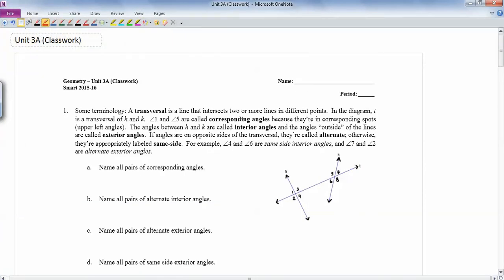All right. So the main topic in Unit 3 is parallel lines, but before we jump straight into parallel lines, there are some terms that you need to know. And so if you have two lines like H and K in this picture down here, and they're cut by another line, so this line T is called the transversal.